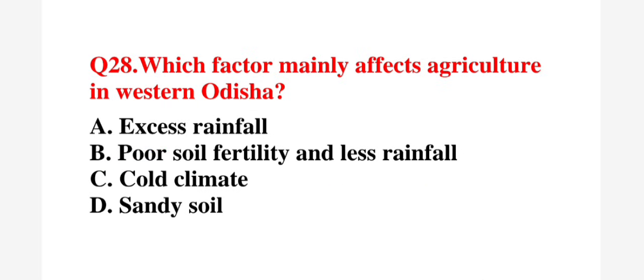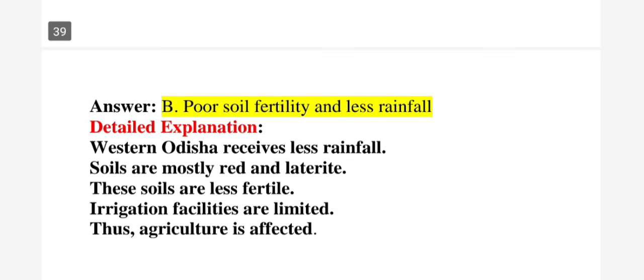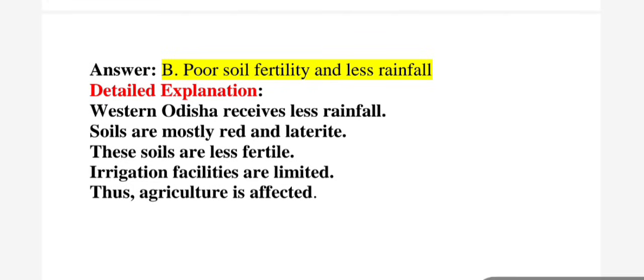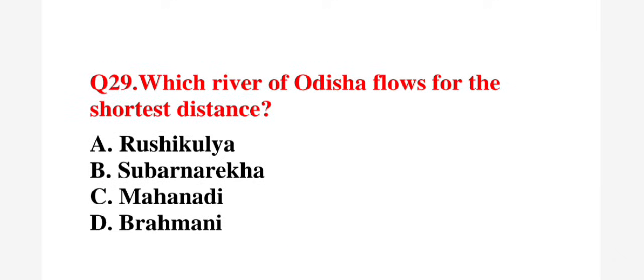If we talk about the climate and agricultural activities of western Odisha, it receives less rainfall and the soils are mostly red and laterite. I have already told you the red and laterite soils are less fertile. In Western Odisha the irrigation facilities are limited, and thus agriculture is badly affected in the Western Odisha part. So let us move to the next question.